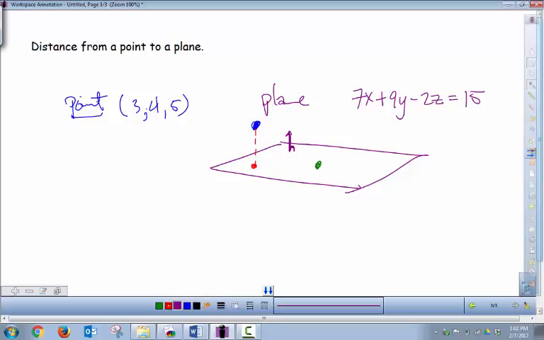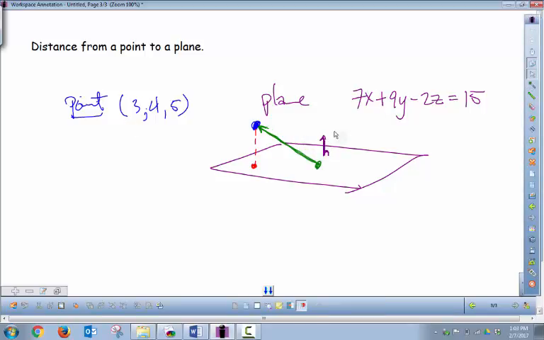So, what we would be looking for would be if we drew a vector from any random point on the plane to that point that we know of, and then project that onto this normal vector, then we could possibly get that length.